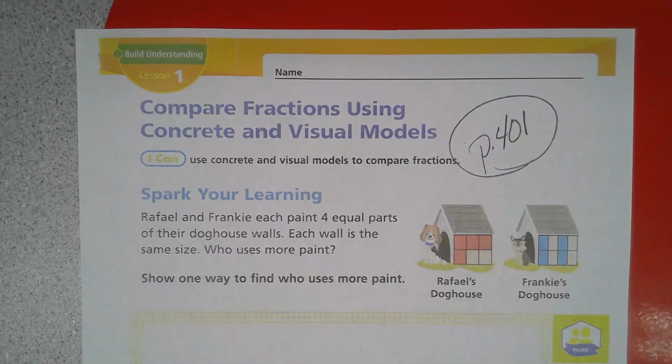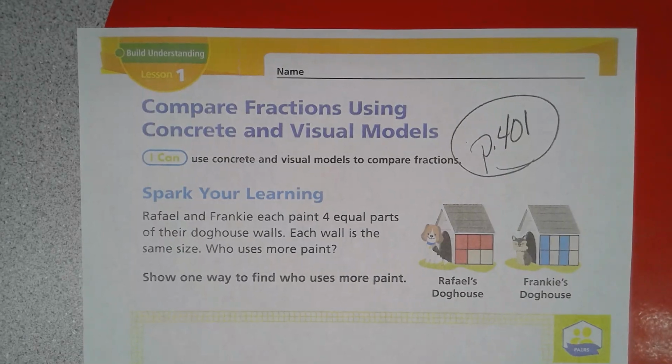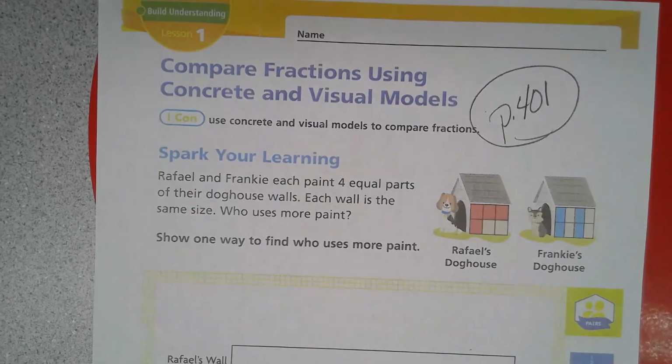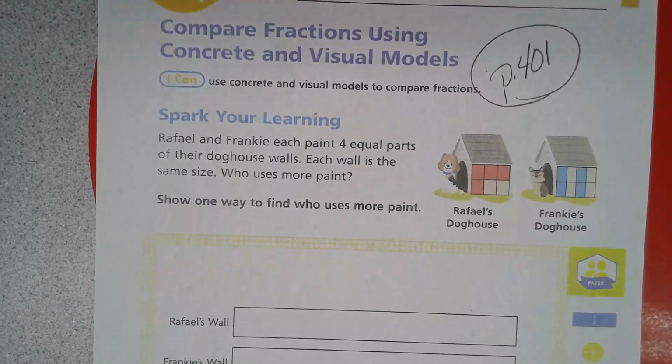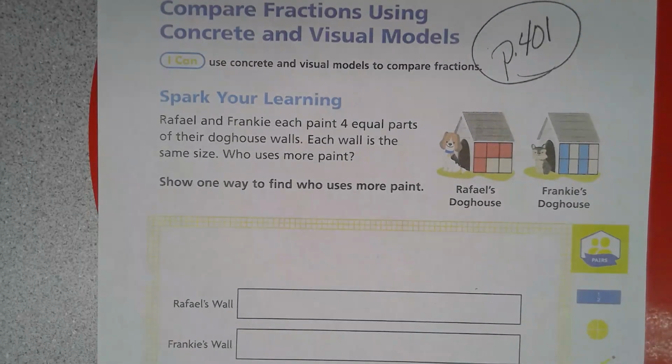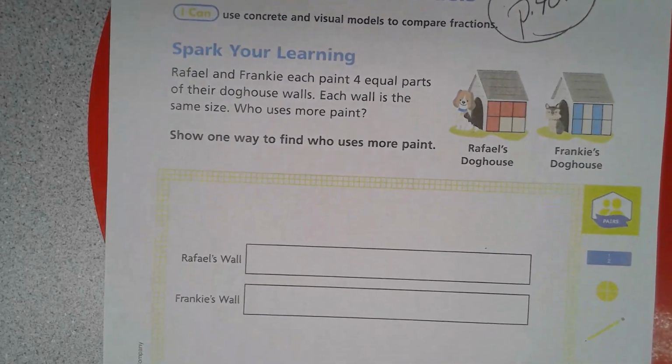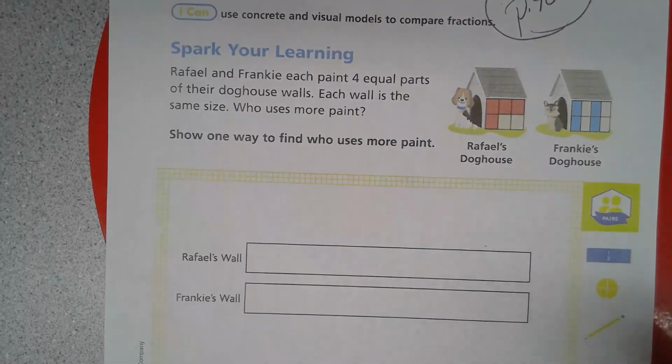So we're looking at those, and we're looking at a couple of doghouses here. We've got Raphael and Frankie's doghouse. Raphael and Frankie each paint 4 equal parts of their doghouse walls. Each wall is the same size. Who uses more paint?